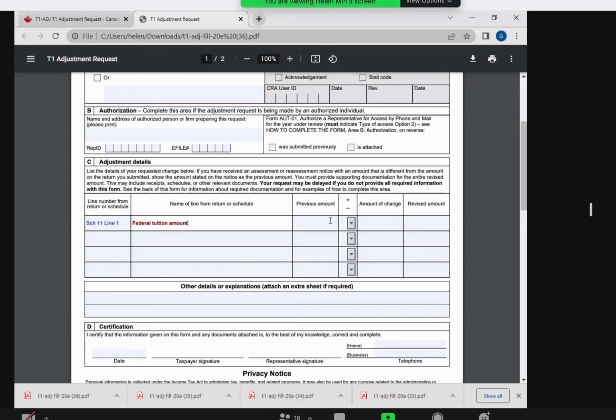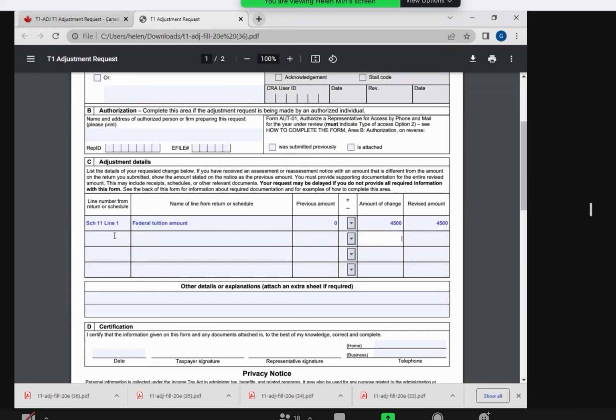Amount. Previous amount is 0. Then you want the increase. Amount of change, okay? You want the increase how much? For example, if it's 4,500, that's the reversed amount. So increase, because it's 0, then the amount of change is 4,500. Okay, something like that.